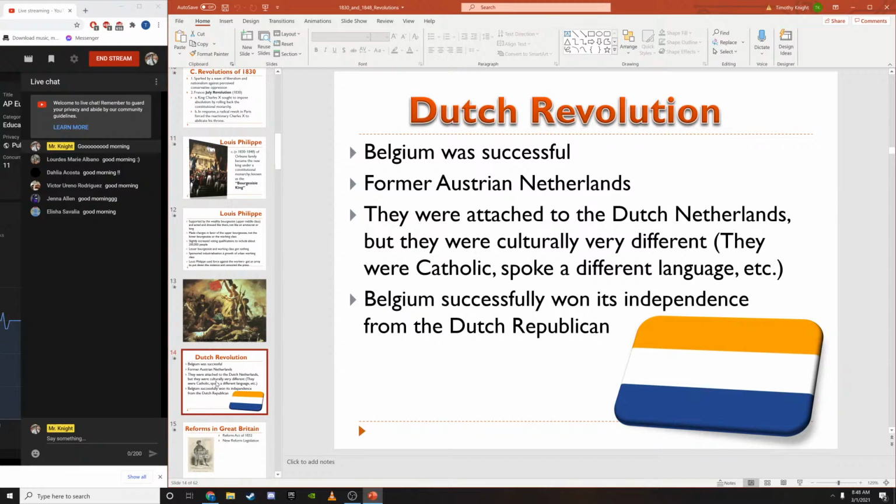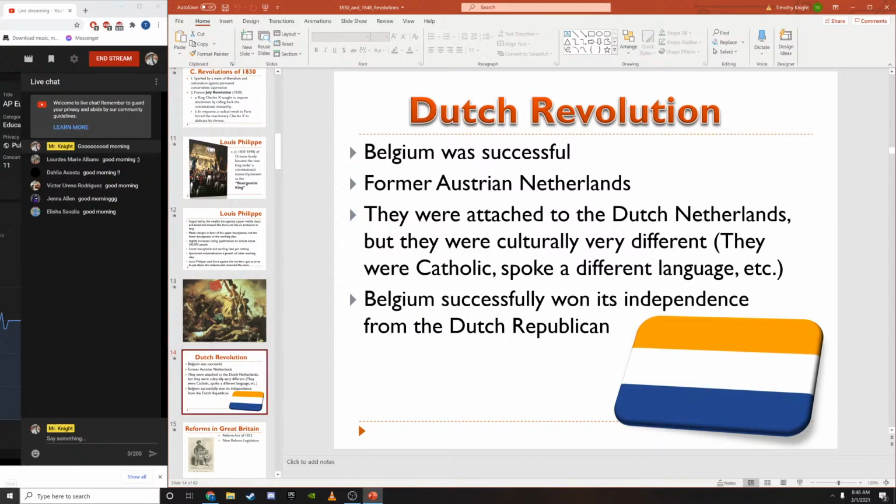They were attached to the Dutch Netherlands, but they were culturally different. Remember that the Austrian Netherlands, aka Belgium, were culturally different than the Dutch Netherlands, even though they border one another.